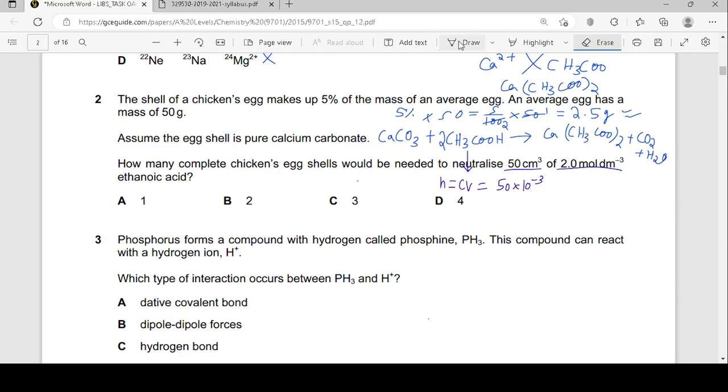And so you get a unit as dm cube then. And then what should we do? We should multiply by 2.0 moles per cubic decimeter. And the units cancel, so we get the units in moles. And so, where's my, oh my god, where's my calculator? Just a second, I'll get my calculator. It's still in my bag.